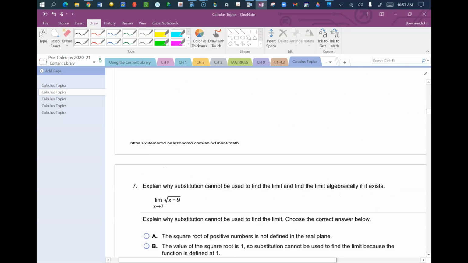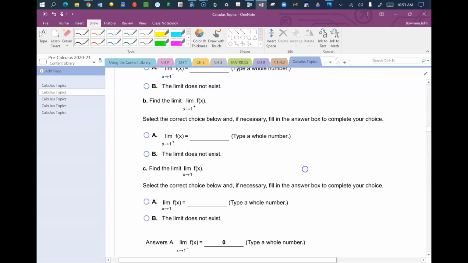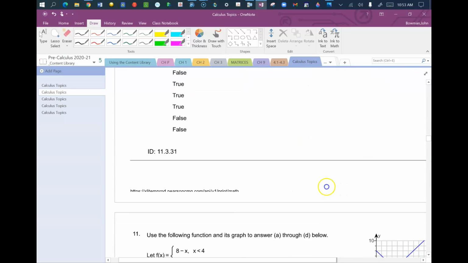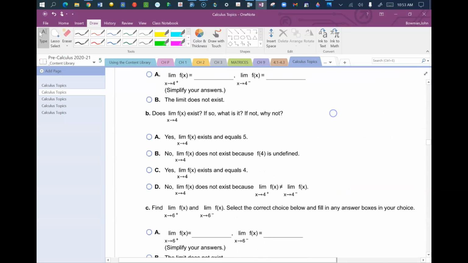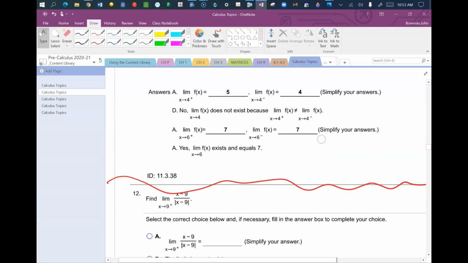So what I would like you to do for homework is I would like you to go all the way to problem number 11 and stop there. So that will be your homework for today. The calculus topics homework 1 through 11 is what you should do for tomorrow.